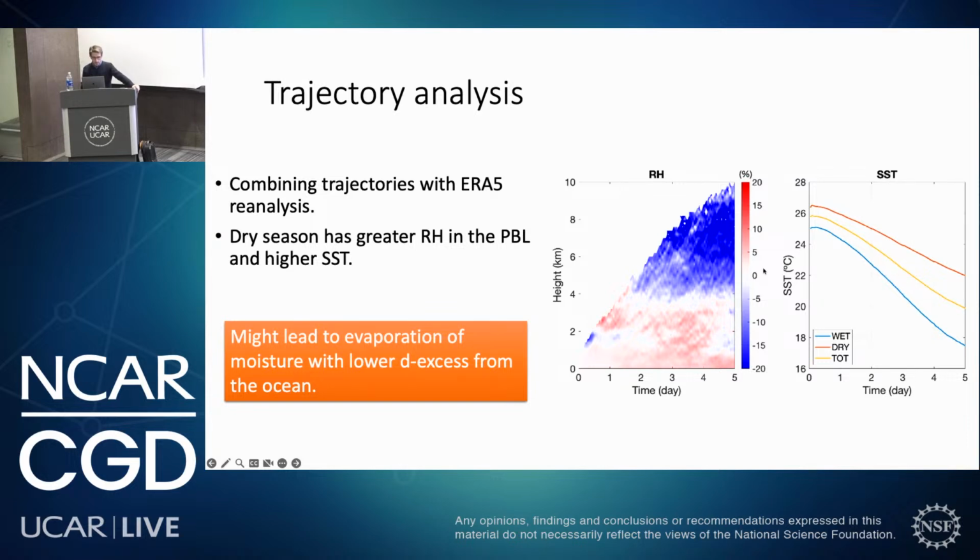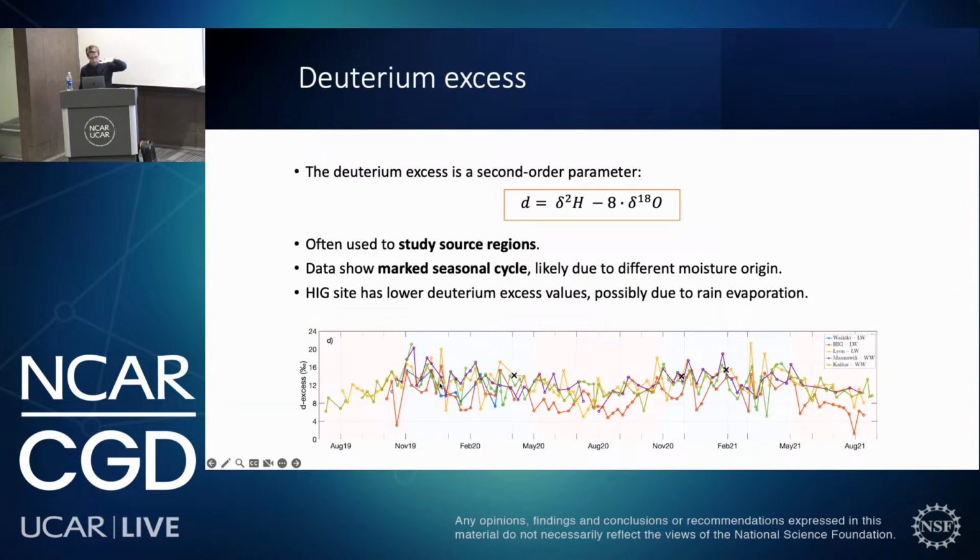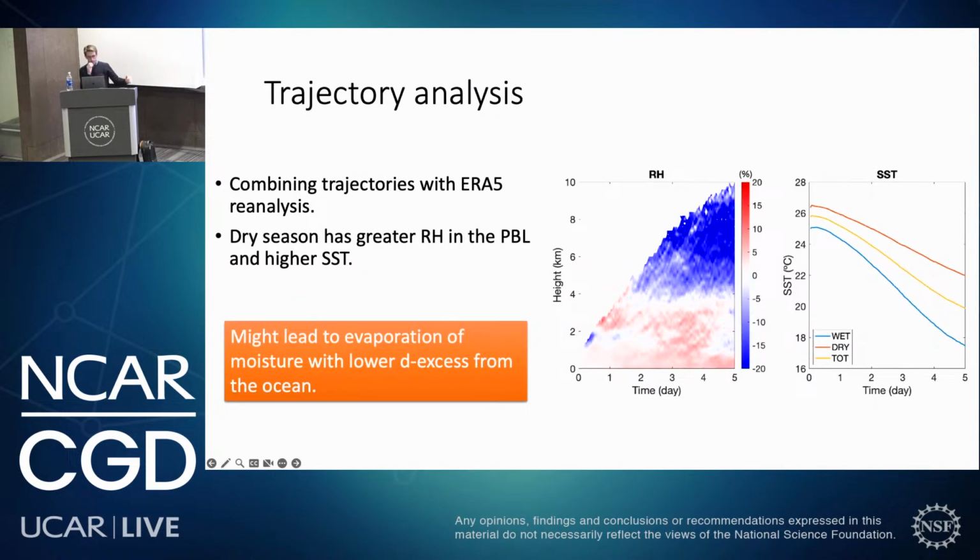And one thing that we see here is that, unsurprisingly, the relative humidity that parcels experience in the boundary layer is a lot larger during the dry season, with values up to 10% higher, and also sea surface temperatures are much, much higher during the dry season than during the wet season. So this is completely consistent with the seasonal cycle, with larger deuterium excess values during the wet season than during the dry season. But the point I wanted to make here is that this is probably a combination of different source regions, but also different conditions that the parcels experience in the boundary layer.